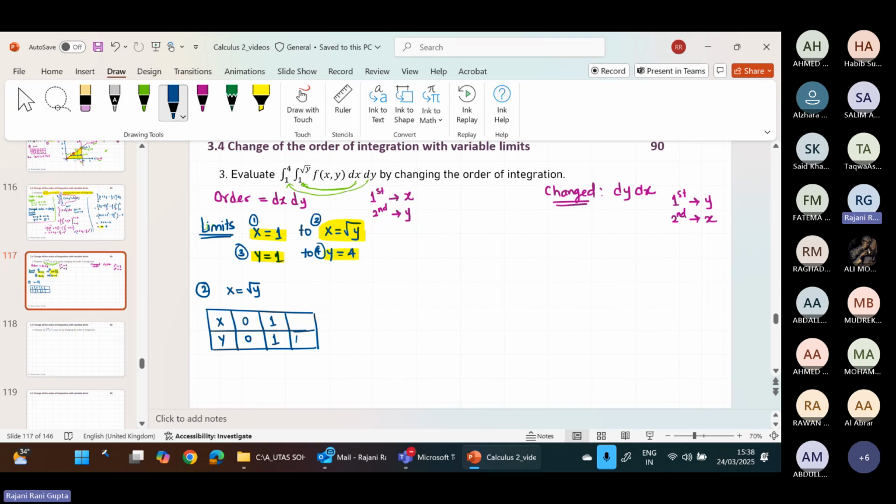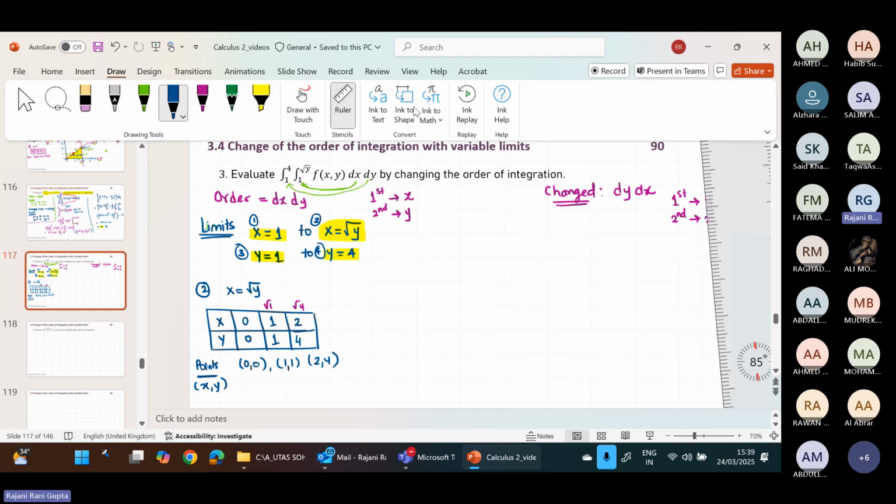Similarly, if I take the value of y as 4, then x will be square root of 4, again plus and minus 2. We are considering only the first quadrant, so we use positive 2. So the points for this line will be 0, 0, because we always write points as x comma y, 1, 1, and 2, 4. Three points are sufficient to draw any graph.